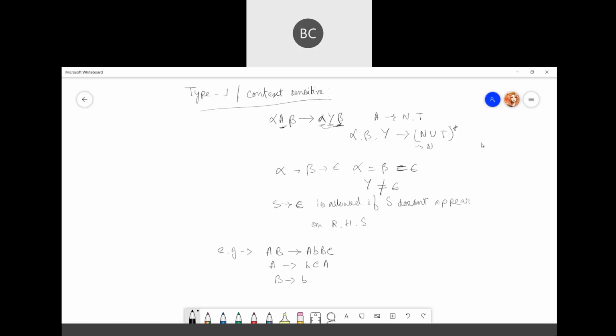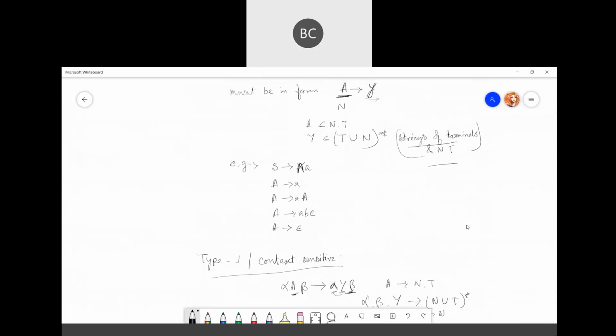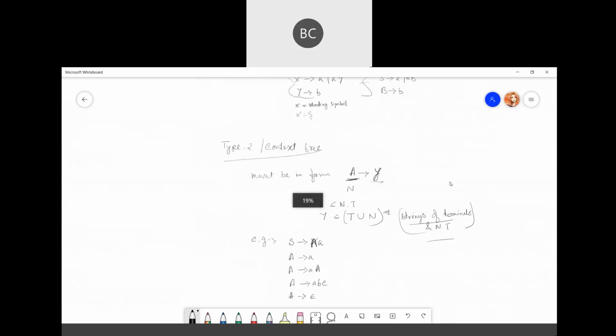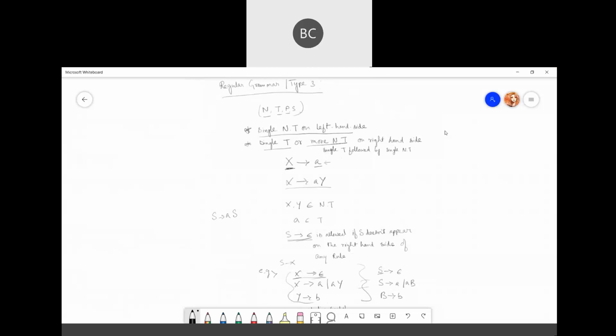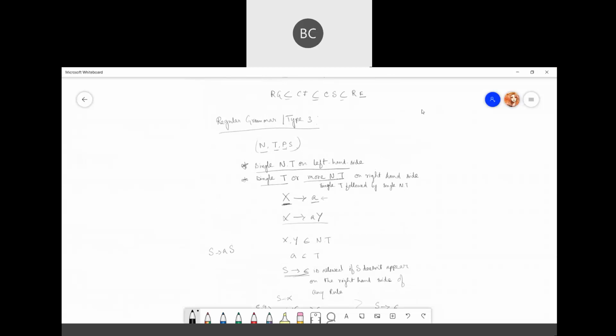Means, in other way, you can say right hand side will never be empty. But from the starting symbol, you can generate an empty string only when S does not enter the right hand side. Okay, this can be of any form. So we are mainly concerned about context free and the regular grammar. Okay, we will learn about it more in upcoming chapters. This is just a preview.